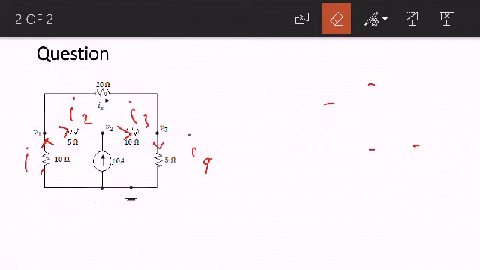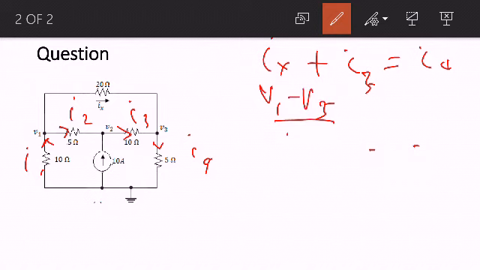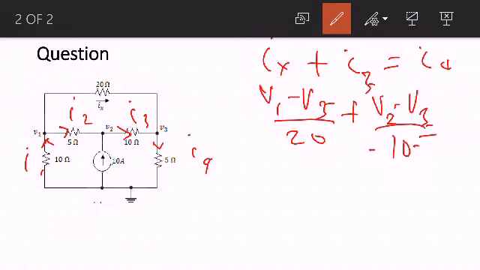Now, if you look at node 3, the current entering node 3 is I3. Ix is entering node 3, but I4 is leaving node 3. So that means we are going to get Ix plus I3 equal to I4. Now our Ix going from V1 to V3 means V1 minus V3 all over 20, plus our I3 is moving from V2 to V3, so we get V2 minus V3 all over 10 equal to I4. I4 is going away from V3, so that gives us V3 over 5, okay?